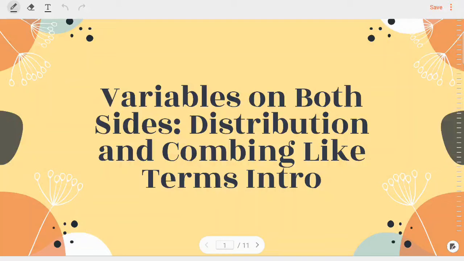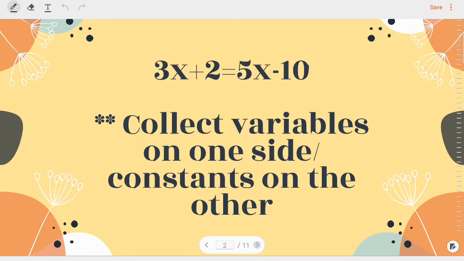In today's lesson, we're going to continue to talk about variables on both sides, but we're going to talk about what to do when we have some distribution or combining like terms. Let's go ahead and get started.